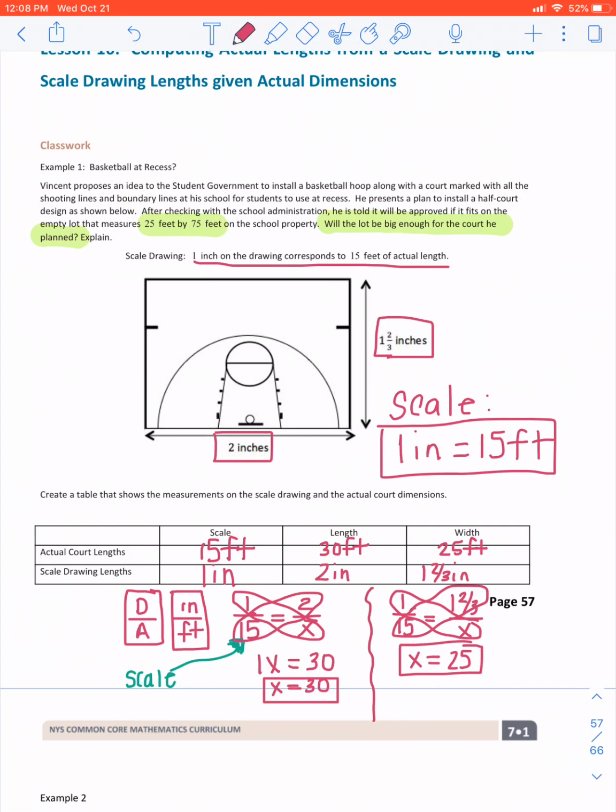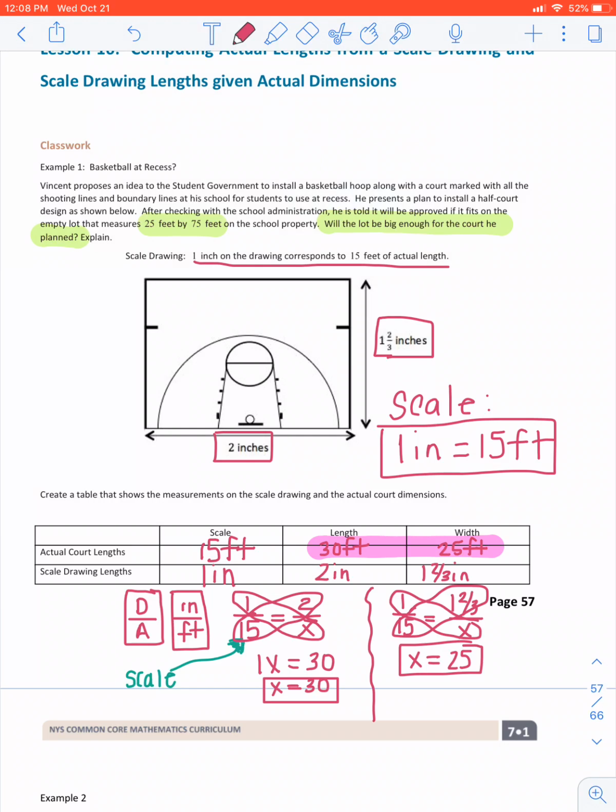Now the court is 25 by 30 feet, okay? We get that from down here. Let me highlight it. So 25 by 30 feet, that's the dimensions of our court. The lot is 25 by 75 feet. So that means that it will fit on the lot.